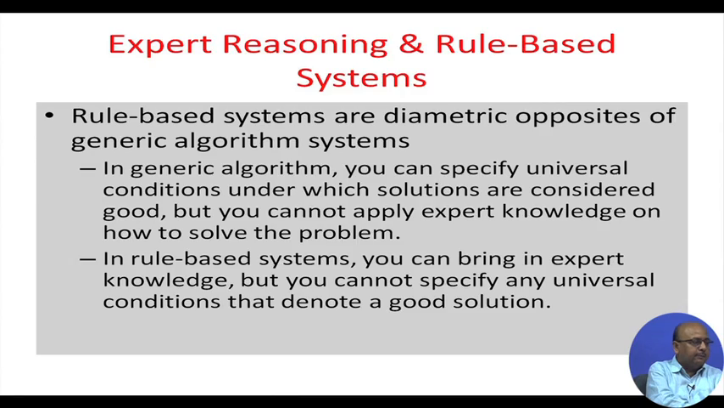So, what happens in a genetic algorithm, you have certain conditions under which solutions are considered good, but you cannot apply expert knowledge in how to solve the problems. Expert knowledge is basically what you call tacit knowledge. Okay. In a rule based system, you can bring out the expert knowledge, okay, but you cannot specify any universal condition that denotes a good solution. Okay. Because in a rule based system, you apply certain rules, and the solution may be good or may be bad. Okay. And basically this is used for non-routine tasks, okay, or complex problems.